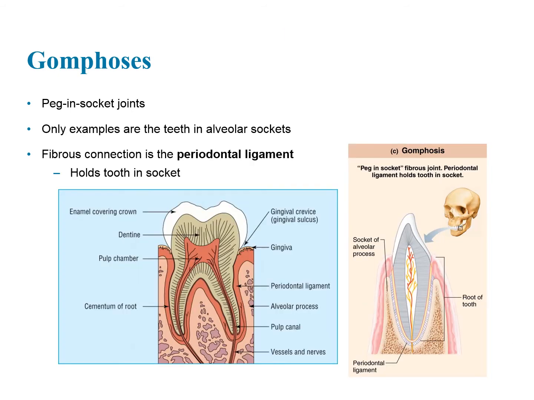The third type of synarthrosis is the gomphosis. The only example of this type of joint is between the jaws and the teeth. Because some of you watching may be wanting to go into dental hygiene, I'll take a few extra minutes here to describe gomphoses and teeth.